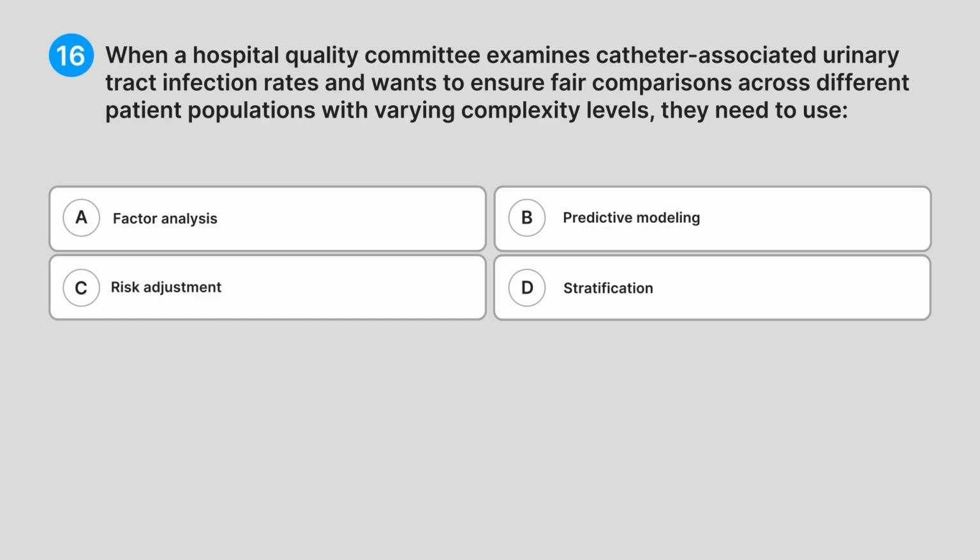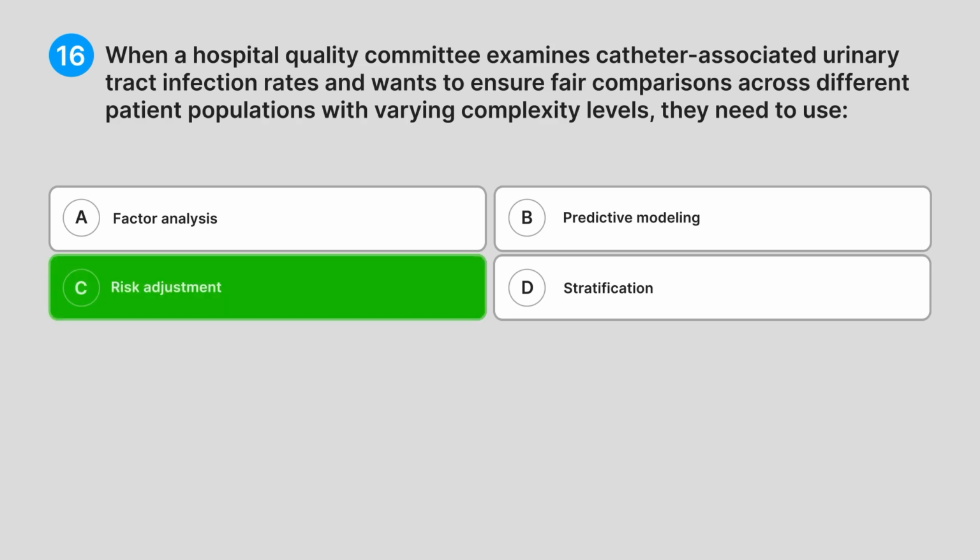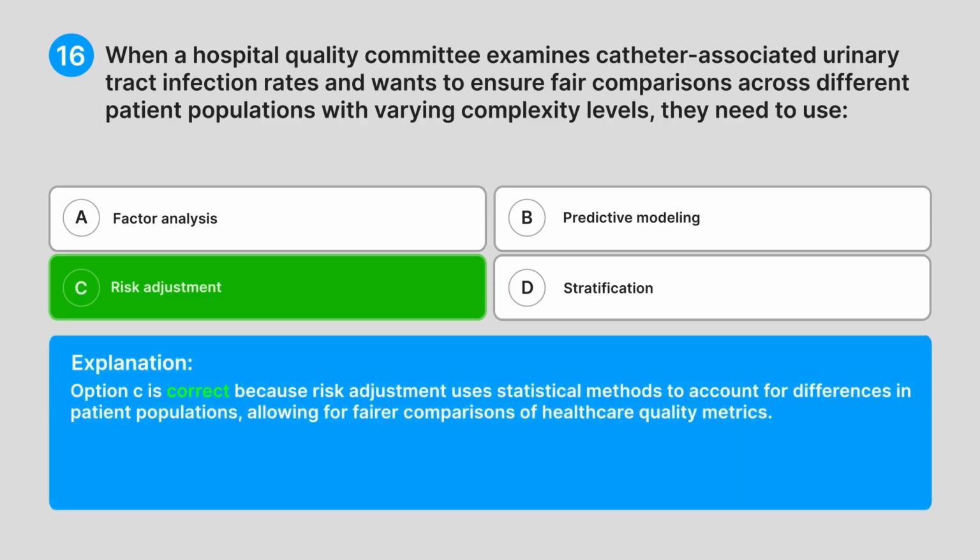Correct answer, C. Risk adjustment. Explanation. Option C is correct because risk adjustment uses statistical methods to account for differences in patient populations, allowing for fairer comparisons of healthcare quality metrics.